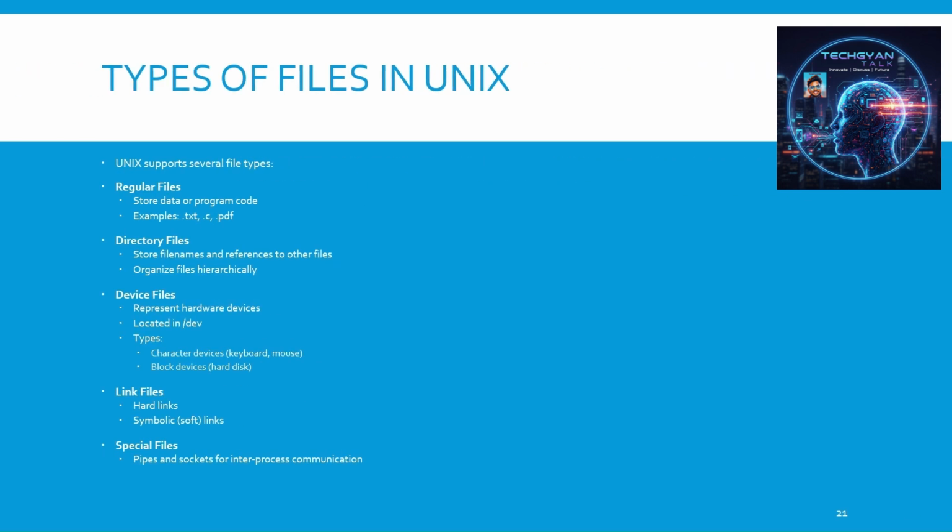And types of files in Unix. Unix supports several file types. Regular files store data or program code, for example .txt, .c, or .pdf. Directory files store file names and references to other files, and organize files hierarchically.